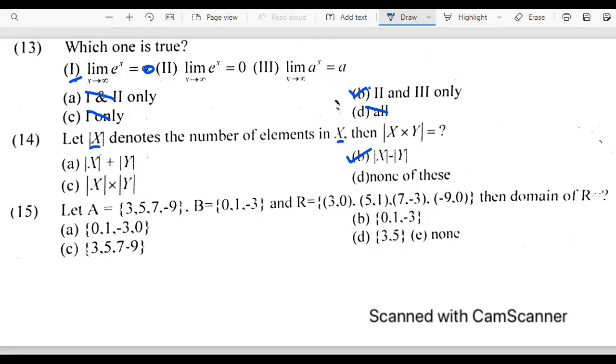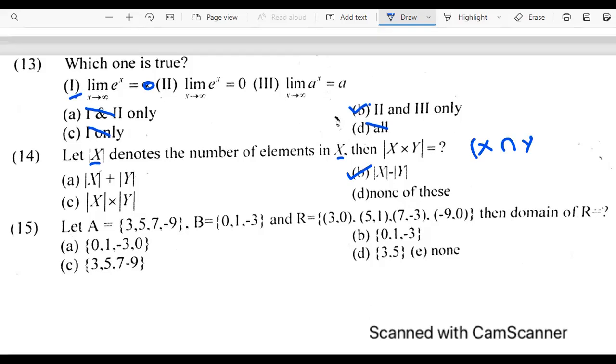So this was easy. The only thing which you need to understand here is that you need to think about it as x intersection y. And we know that whenever we are interested in finding out the elements in the intersection, we just have to find the difference of the number of elements in the two sets, right? Okay. Let's talk about the 15th question then.